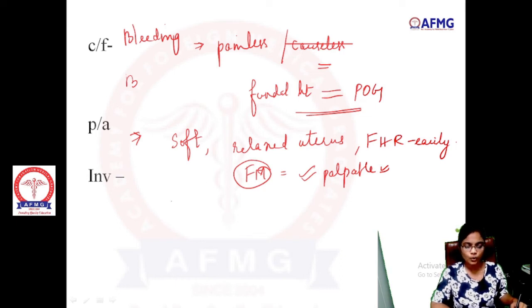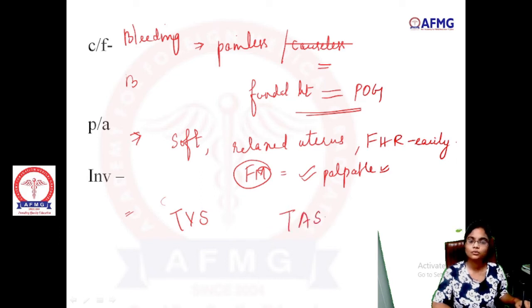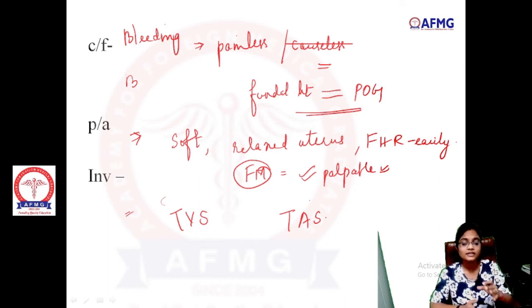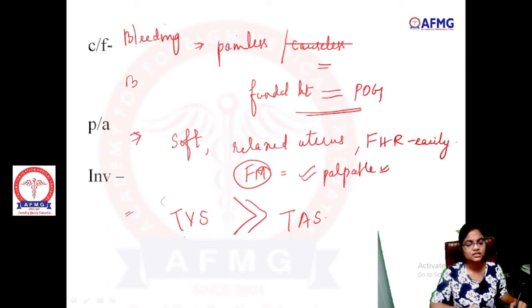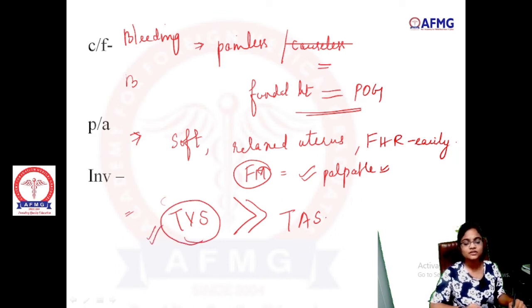So how can you investigate this kind of patient? By transvaginal sonography or transabdominal sonography, but the nicest and most common is transvaginal sonography. The first and most useful investigation for placenta previa is transvaginal sonography.